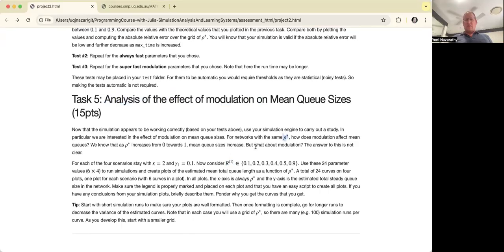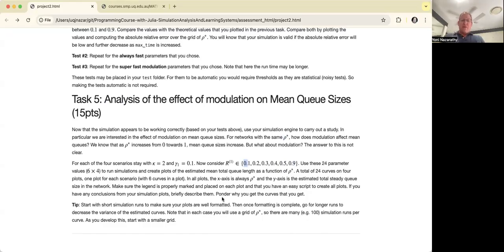We would want to see 4 plots, one for each scenario. In each scenario, we'd want to see multiple curves, one curve for each value of R. For example, 0.5 means half the time we're in slow and half the time we're in fast. 0.9 is mostly in fast, and 0.1 is mostly in slow.